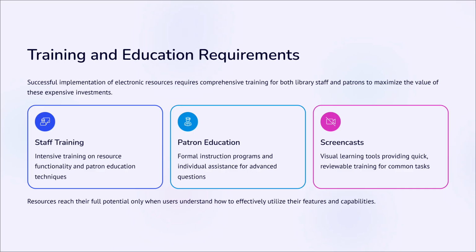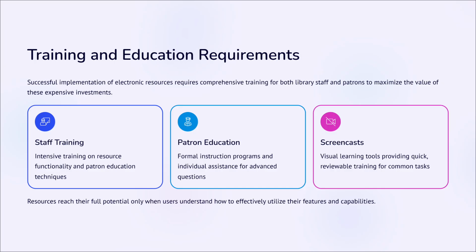Now, having access is one thing, knowing how to use these tools is another. That's where training comes in. For librarians and staff, it means digging into the details of each platform so we can help troubleshoot and teach effectively. For students, the goal is confidence. We don't expect you to become experts overnight, but a little practice goes a long way. Libraries offer formal workshops, one-on-one help, and increasingly short online tutorials that you can replay whenever you get stuck.